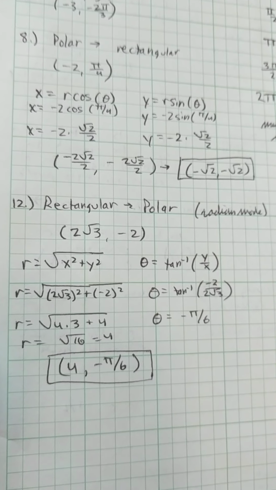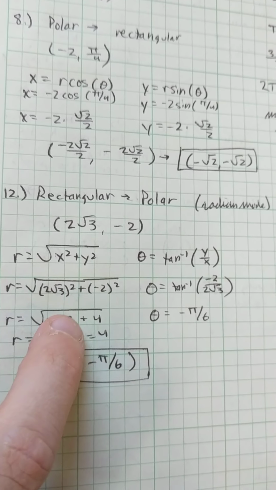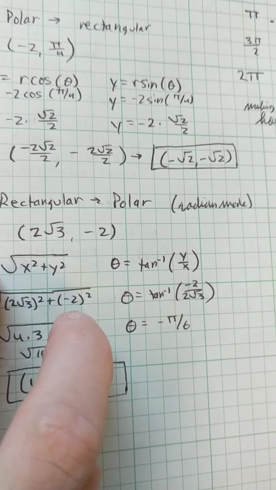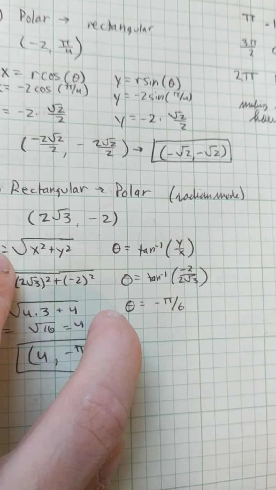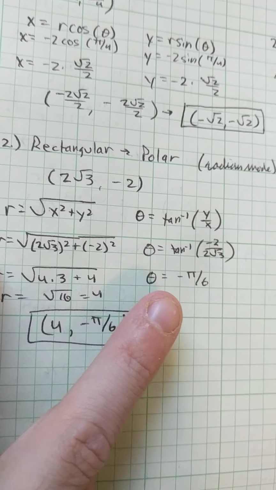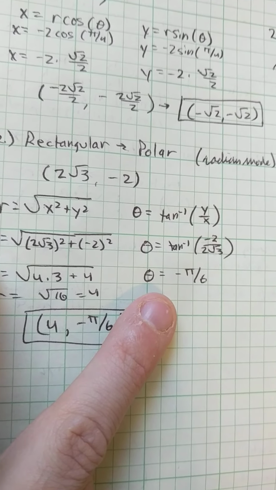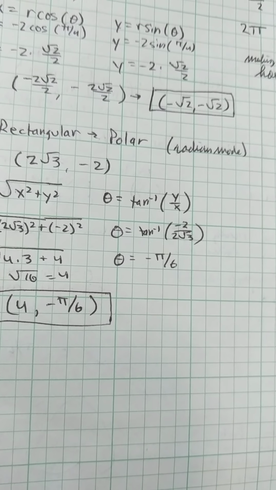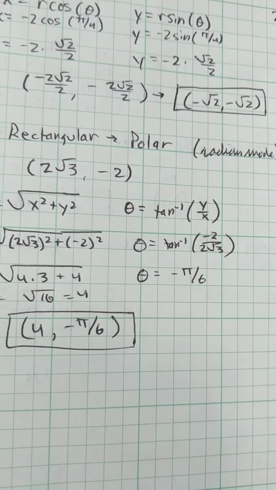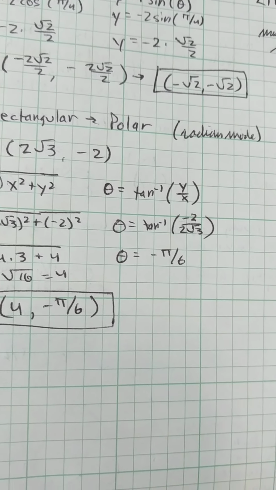Rectangular to polar, still very simple. Our r is equal to the square root of x squared plus y squared. We just plug x and y in. Theta is equal to tangent inverse of y over x. We just plug our y and x in. Be very careful with your parentheses and make sure you're in radian mode. And you should get negative pi over 6. If you aren't sure whether you got the correct answer in terms of pi, just experiment with dividing pi by a numeral that you think it might be.